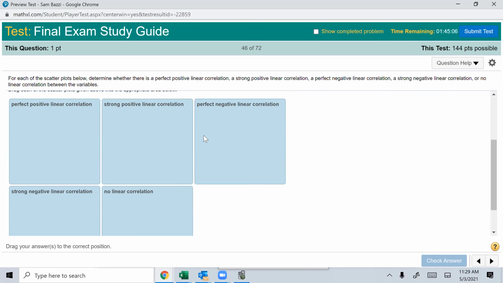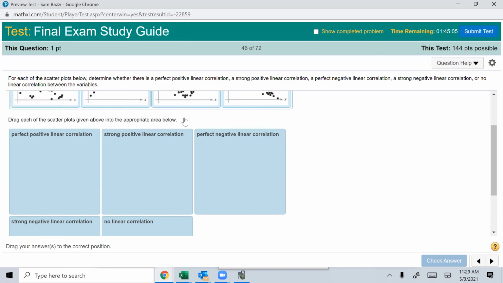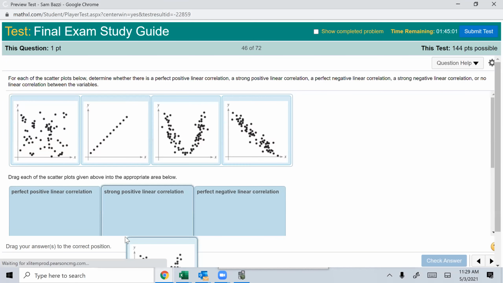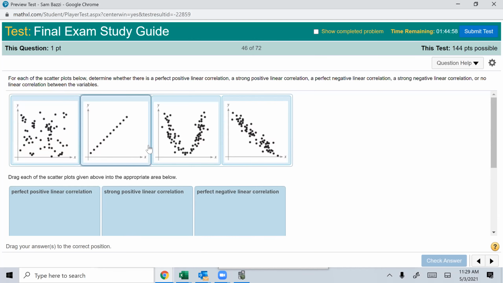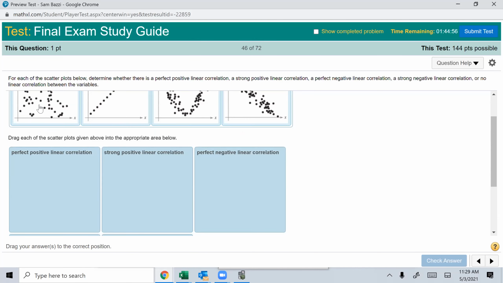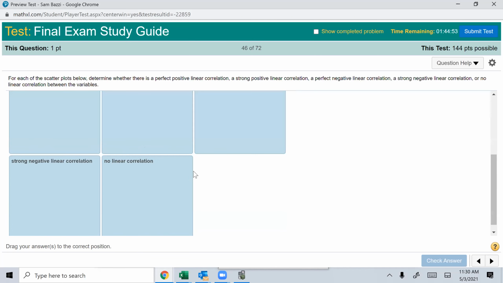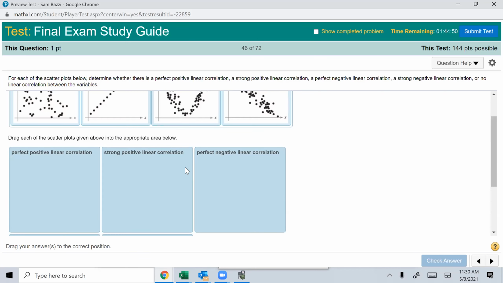Weak, no linear correlation is this one. This is not the linear, actually. This is a quadratic correlation. So that will be the one. And what about this one? Which one are we going to use for this one? No linear as well. Yeah.